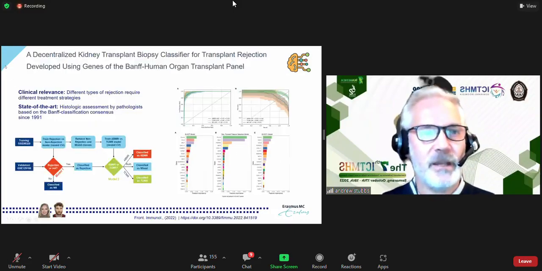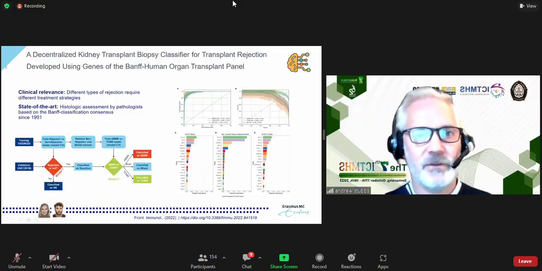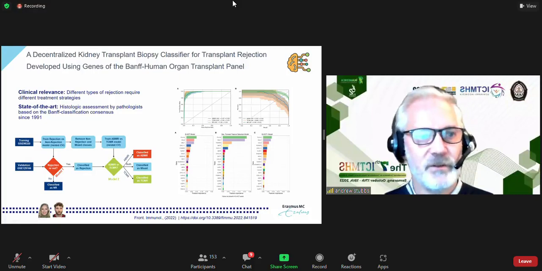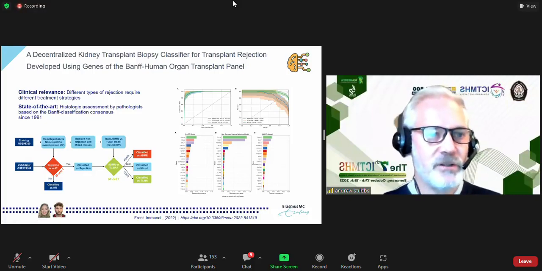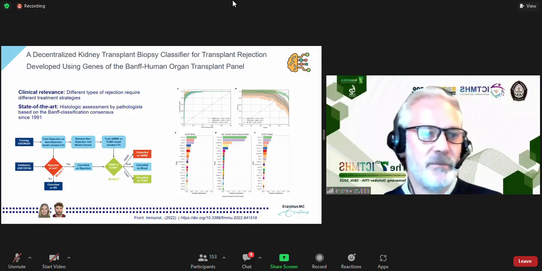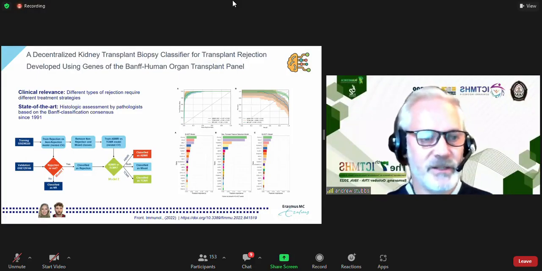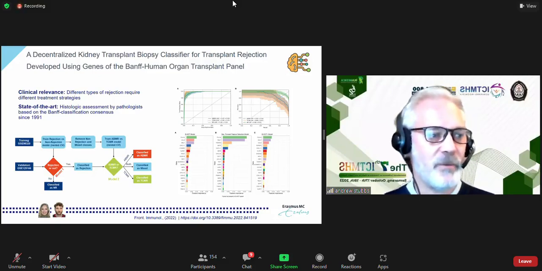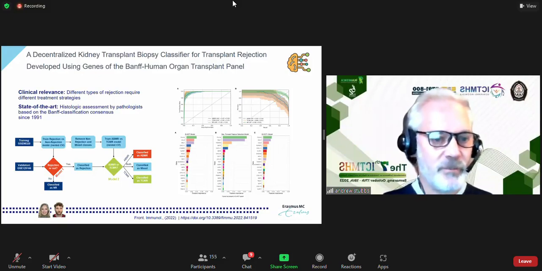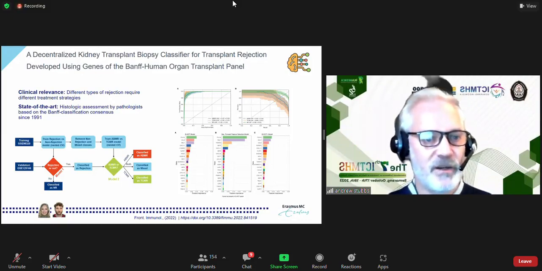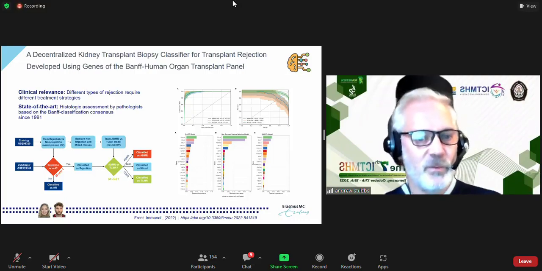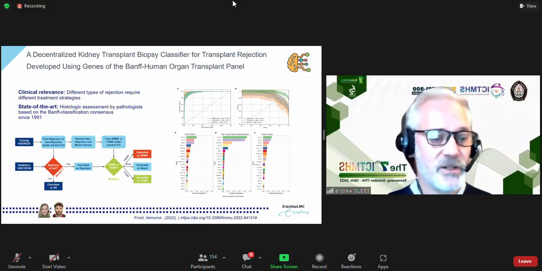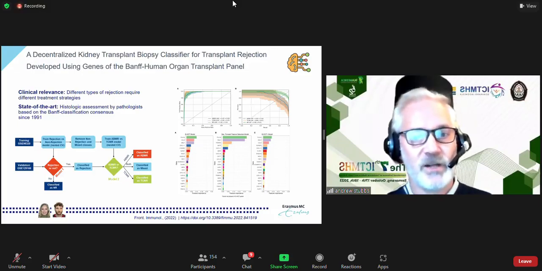So one of the applications that we developed early on was looking at how to improve the diagnosis of transplant rejection. So here we're looking at the different types of rejection, which require different treatment strategies. The state of the art is to use histopathological consensus identification just by looking at the biopsy and trying to identify it. At the bottom there, we used a process of trying to identify rejection, non-rejection, or whether it was antibody-mediated or T-cell-mediated rejection, using gene expression from standardized NanoString expression profiles.